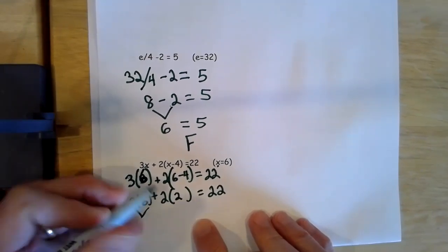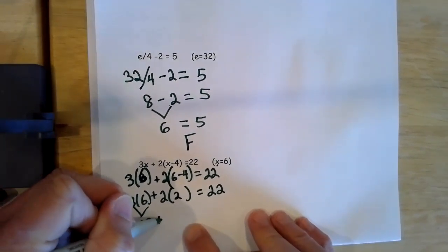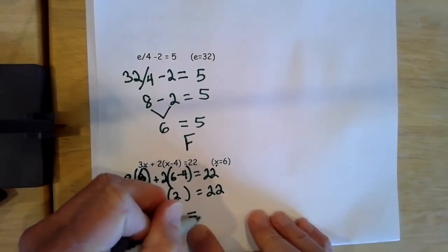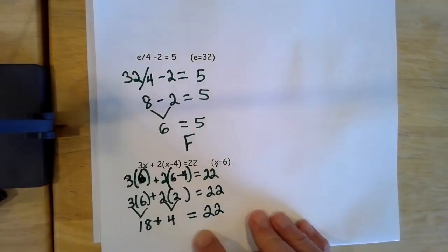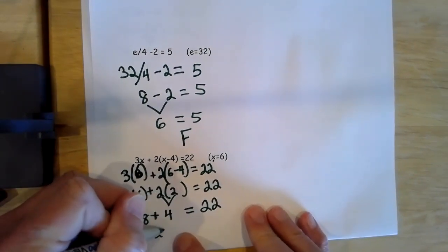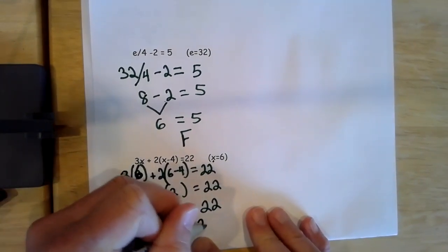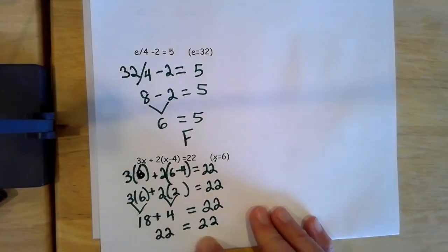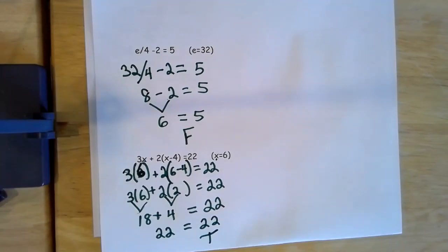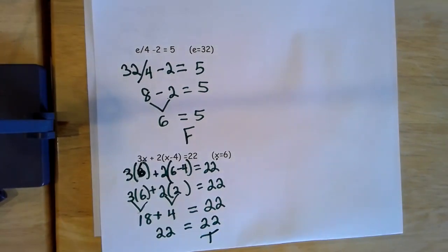I know that 3 times 6 is 18. And I'm going to add that to 2 times 2, which is 4. And that should be equivalent to 22. Well, I know that 18 plus 4 is 22. So my equation says that 22 is the same as 22. That is true. So I know my answer to that one would be true here.